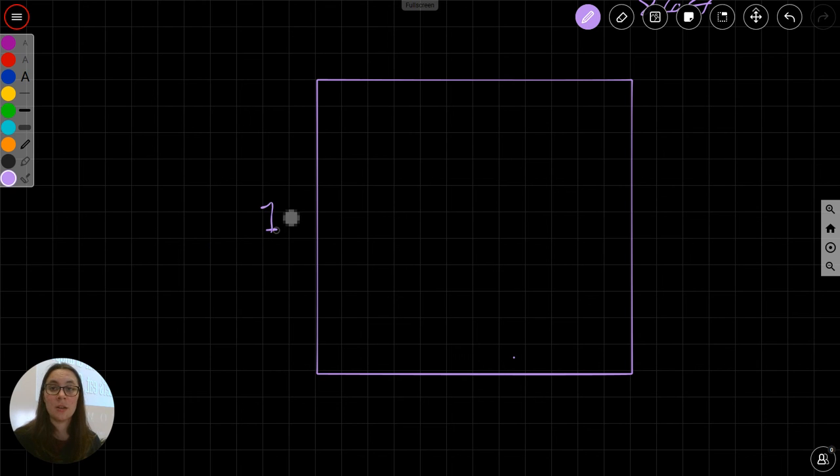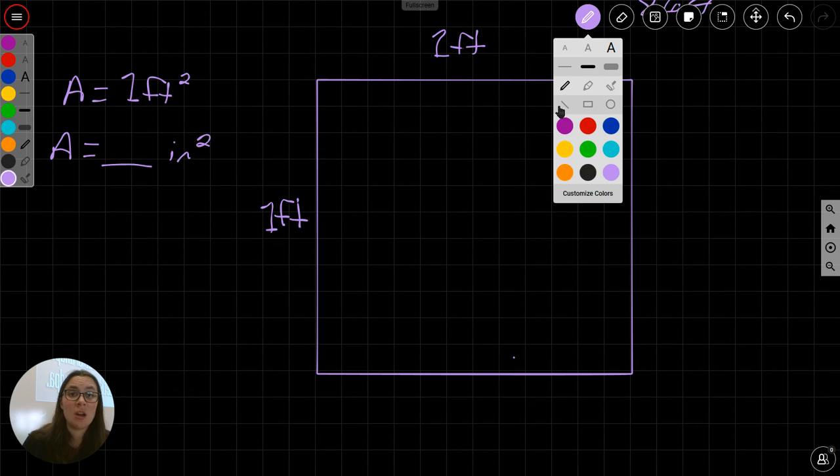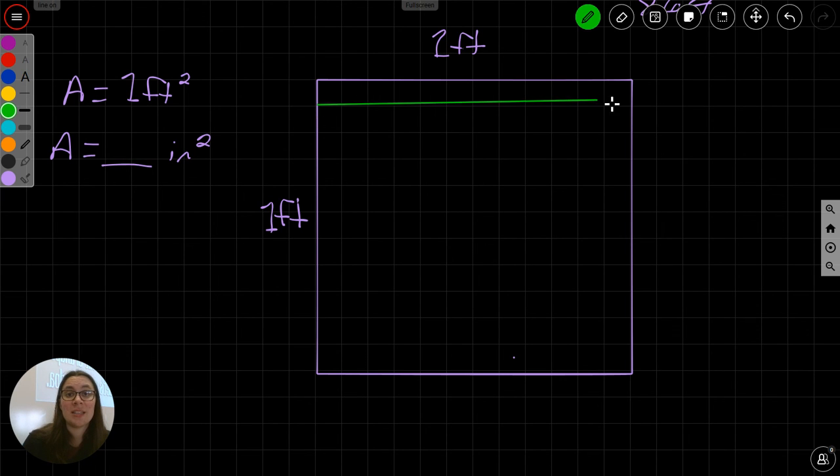1 foot by 1 foot. So this is area equals 1 foot squared. If I wanted to change this to inches, area equals some number of inches squared, I need to measure how many inches are in this foot. How many inches are in this foot? Well, there are 12 inches in a foot. So each of these lines here is an inch.